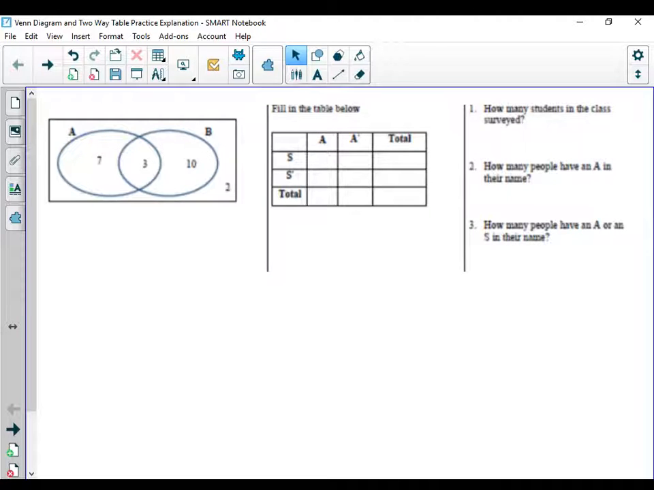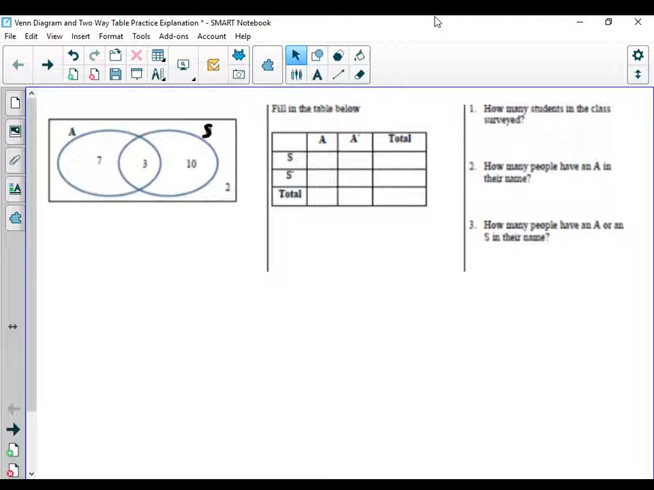The first thing on this first problem, it's a typo. It really should be A and S here, not B. But what they're looking at is letters in a person's name. So the Venn diagram looks at if they had an A in their name, represented by the circle on the left, or if they had an S in their name, represented by the circle on the right. And notice there are numbers in each of the sections that we talked about when we discussed Venn diagrams. Based on that Venn diagram, we're going to try to fill in the two-way table, and then answer some questions related to either the Venn diagram or the two-way table.